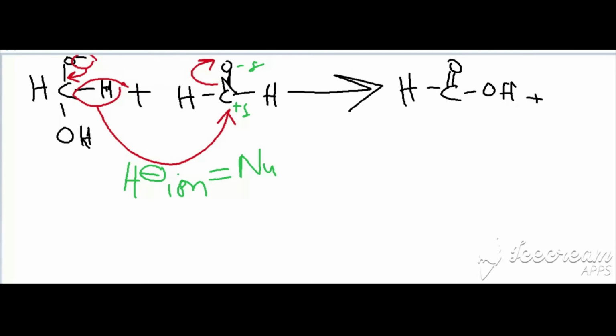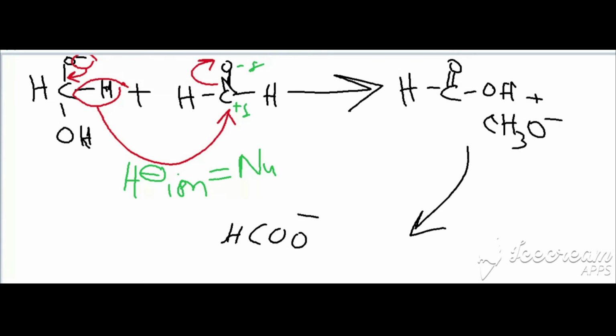Acid is formed and methoxide ion. In the last step, what happens? The acid will give a proton and methoxide becomes methanol. This is the whole story about the Cannizzaro reaction.